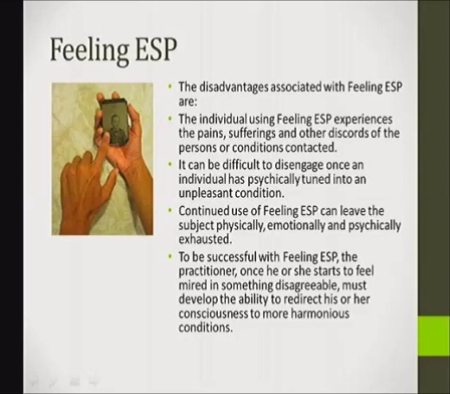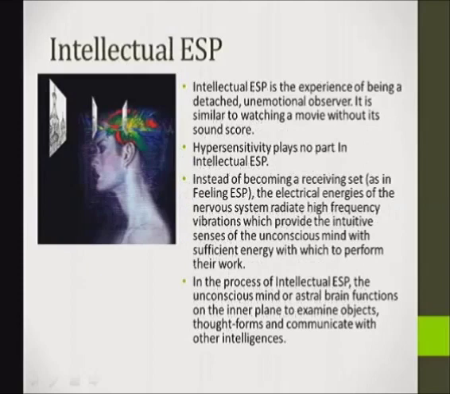Now, to be successful with feeling ESP, the practitioner must develop the ability to redirect his or her consciousness once they start to feel mired in the condition of the other person. And that actually takes some degree of training to do. So the third form of ESP is called intellectual ESP. And it is the experience of being a detached and unemotional observer of a condition.